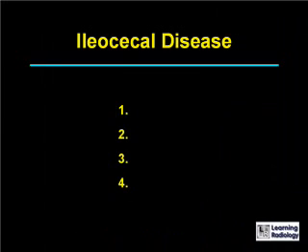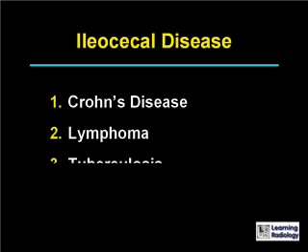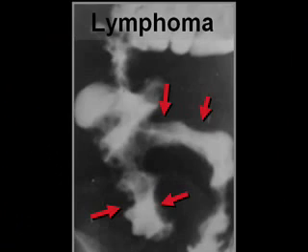This is your next differential diagnosis. The differential is for ileocecal disease. There are 4 causes listed. Amongst the causes of ileocecal disease are Crohn's disease, lymphoma, tuberculosis, and cancer, either colonic carcinoma or a carcinoid.